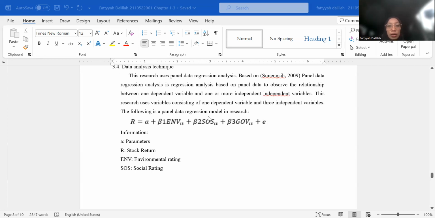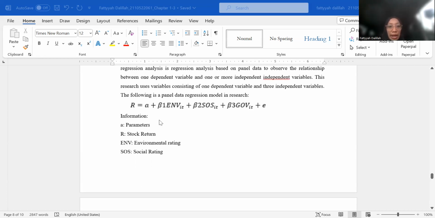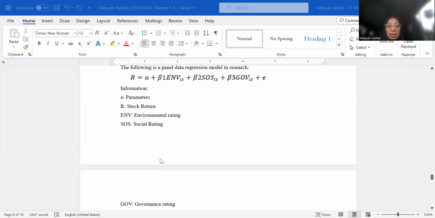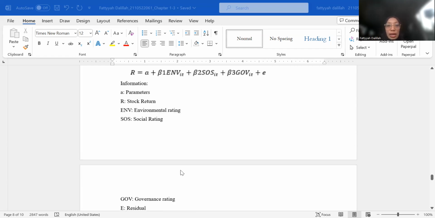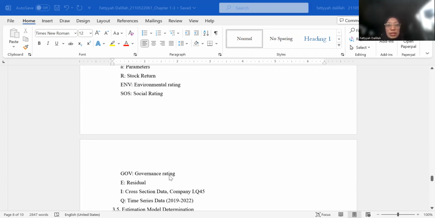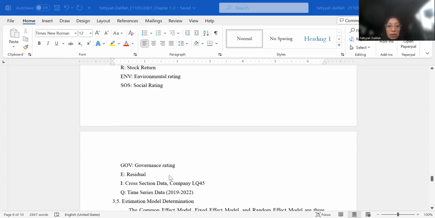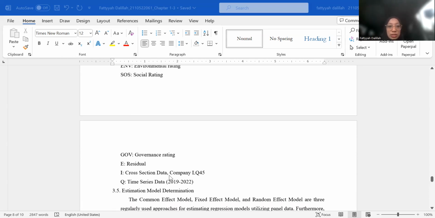Here's the formula for this topic. A is the parameter, and R is the stock return. ENV is the environmental rating. SOC is the social rating. GOV is the governance rating, and E is the residual, which is the error term that we cannot calculate in this research.